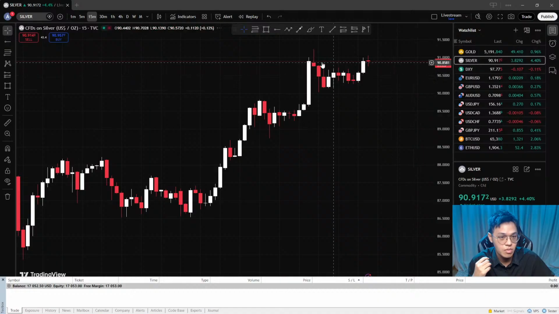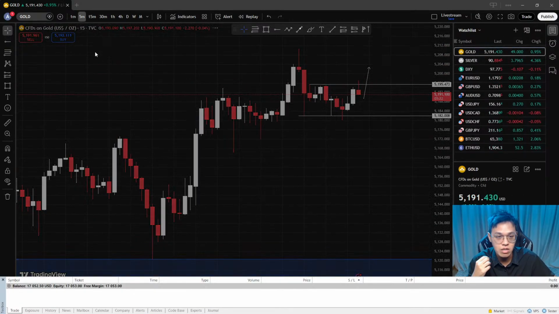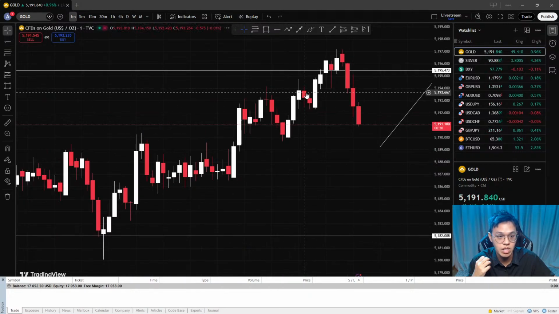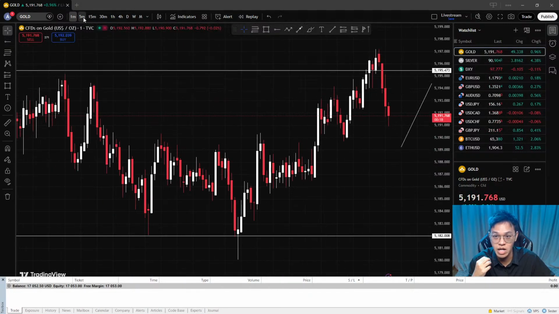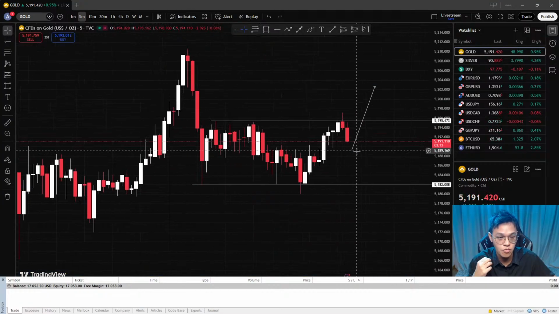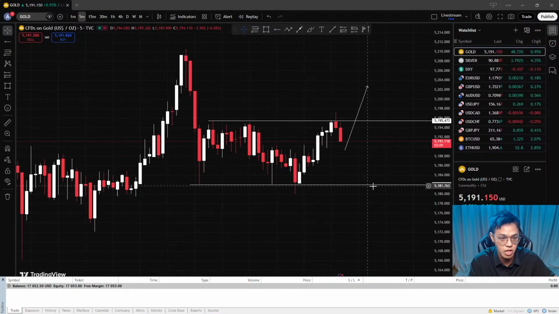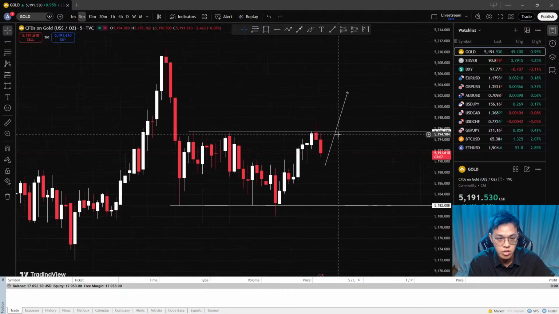All right, it seems the price is still ranging, which means the price won't spike up first. I think the price will keep trading within this range.